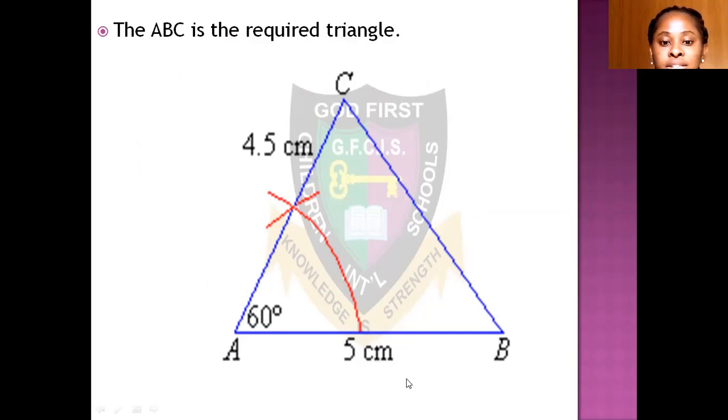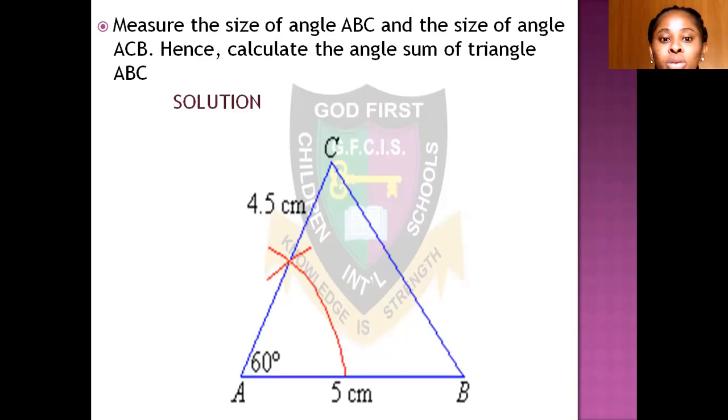ABC. This is our line AB, which is 5 centimeters. This is our angle of 60 degrees, well constructed. And this is our line AC, which is 4.5 centimeters. That's the solution to question number one, or should I say question A. Move to the next one.